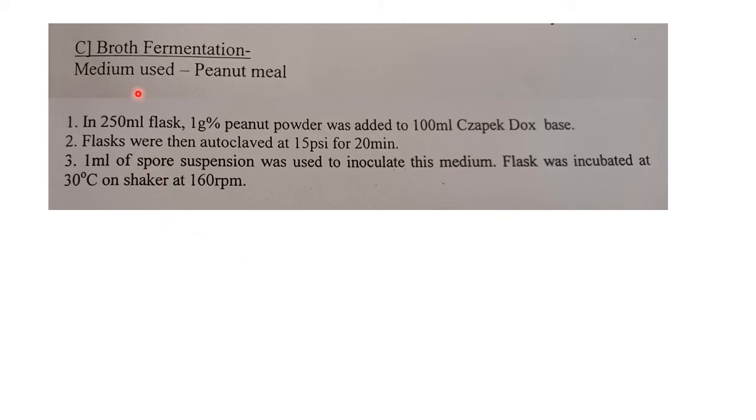Another media or another method is broth fermentation, where the media used is peanut meal. Again, in a 250 ml flask, 1 gram of peanut powder was added to 100 ml of Czapek Dox base, okay, or media. The flask was then autoclaved at 15 psi for 20 minutes, and then 1 ml of spore suspension was inoculated. Again, this flask was incubated at 30 degrees Celsius on a shaker at 160 rpm, the same as we did for solid state fermentation. Here also your fungi will grow, and it will produce aflatoxin.